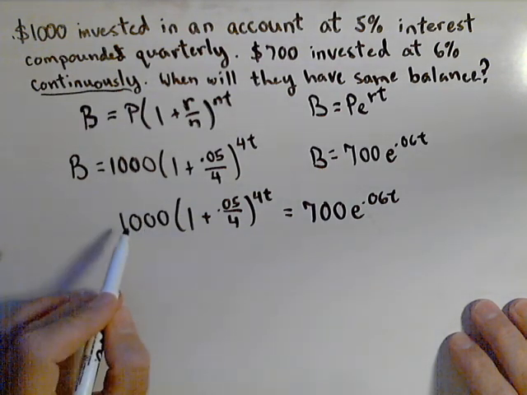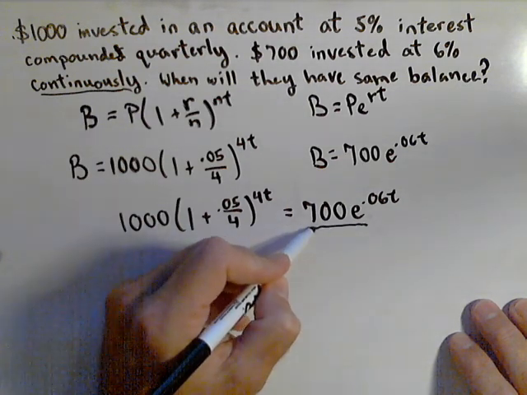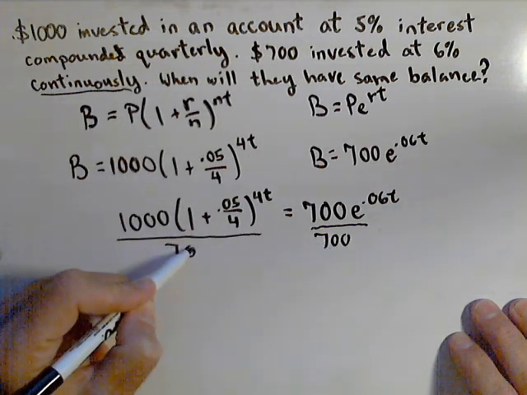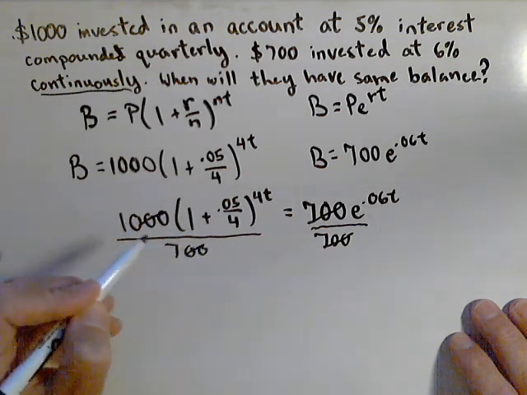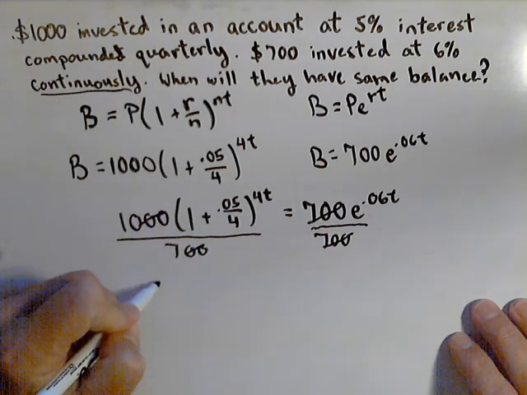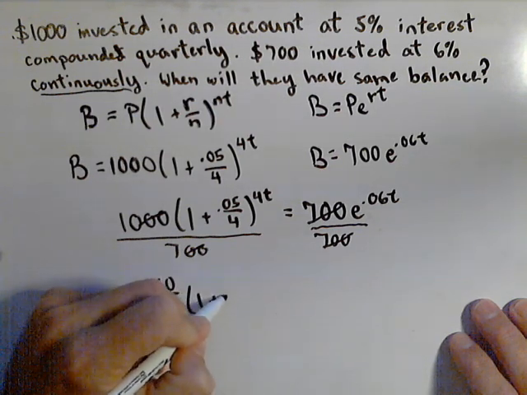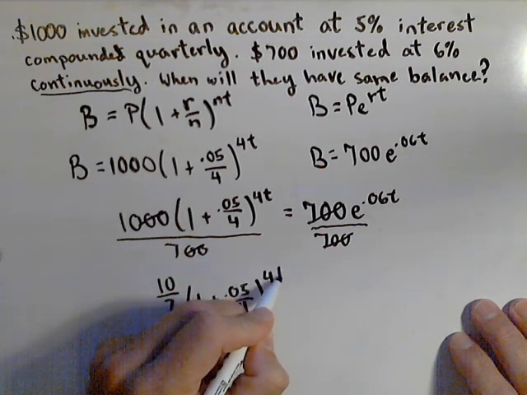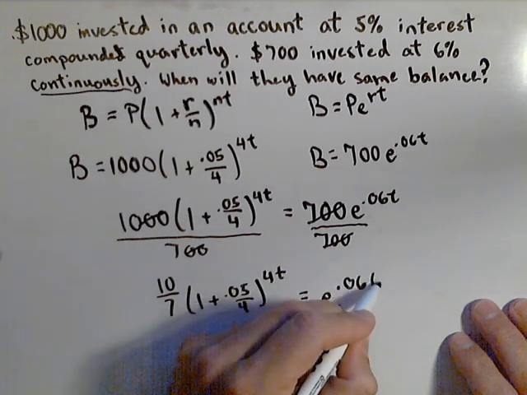First thing we need to do is divide by one of these factors out front. Since they're not the same, we're not going to get rid of both. We're going to have one. But we can at least get rid of one of them, so I'm going to divide both sides by 700, and at least I isolate one of my exponentials. Here we can cancel out 2 of those, and we're going to get 10/7. So I have 10 over 7 times (1 plus 0.05 over 4) to the 4t equals e to the 0.06t.